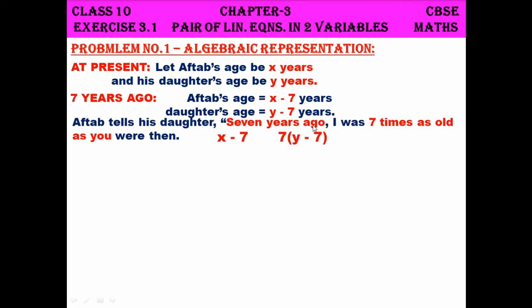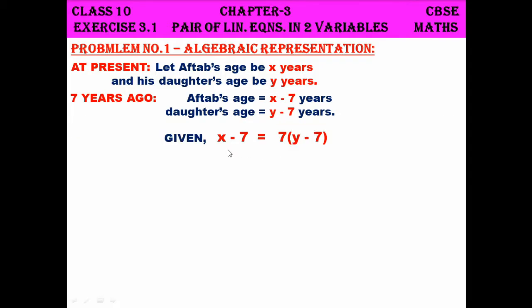Therefore, the first condition in the given problem is x minus 7 equals 7 into y minus 7. So this is how I get the first relation. Now if I simplify this, I'm going to get my first equation representing the given situation. So now let me simplify. For that, I'm going to keep the left hand side as it is. I'll simplify the right hand side by multiplying with 7, so that I get 7y minus 49.